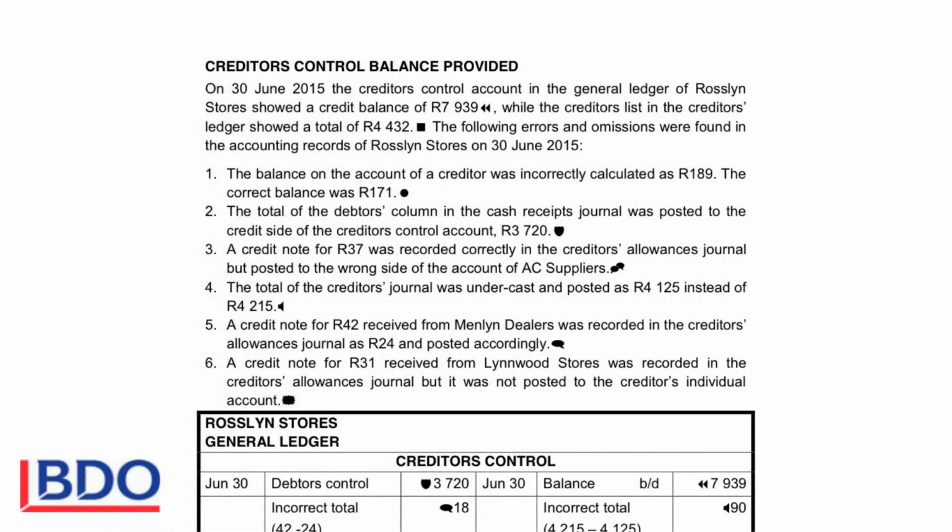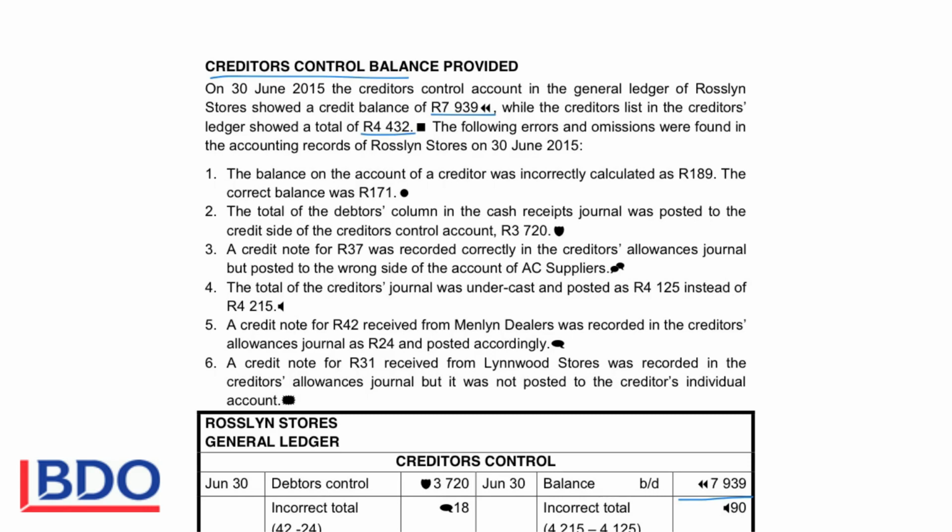We will pay attention to the reconciliation of the creditors control account with the creditors list when the balance in the creditors control account is provided. That means they don't give us the individual entries that were recorded in the creditors control account during the month. They only give us the balance in the control account at the end of the month. Then they say that the total of the list is 4432. So if we compare those two figures, we can see immediately that there's a mistake or omission, and we will have to correct this.